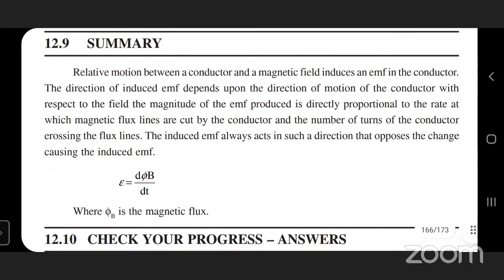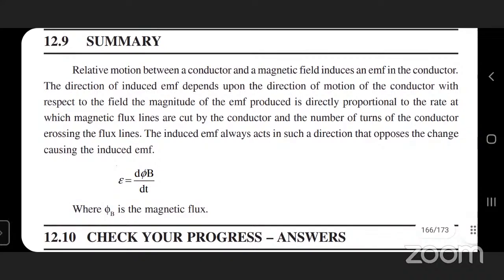What is the summary? A relative motion between a conductor and the magnetic field induces an EMF in the conductor. The direction of the induced EMF depends upon the direction of the motion of the conductor with respect to the magnetic field, and the magnitude of the EMF produced is directly proportional to the rate of change of magnetic flux. E equals minus d phi by dt.